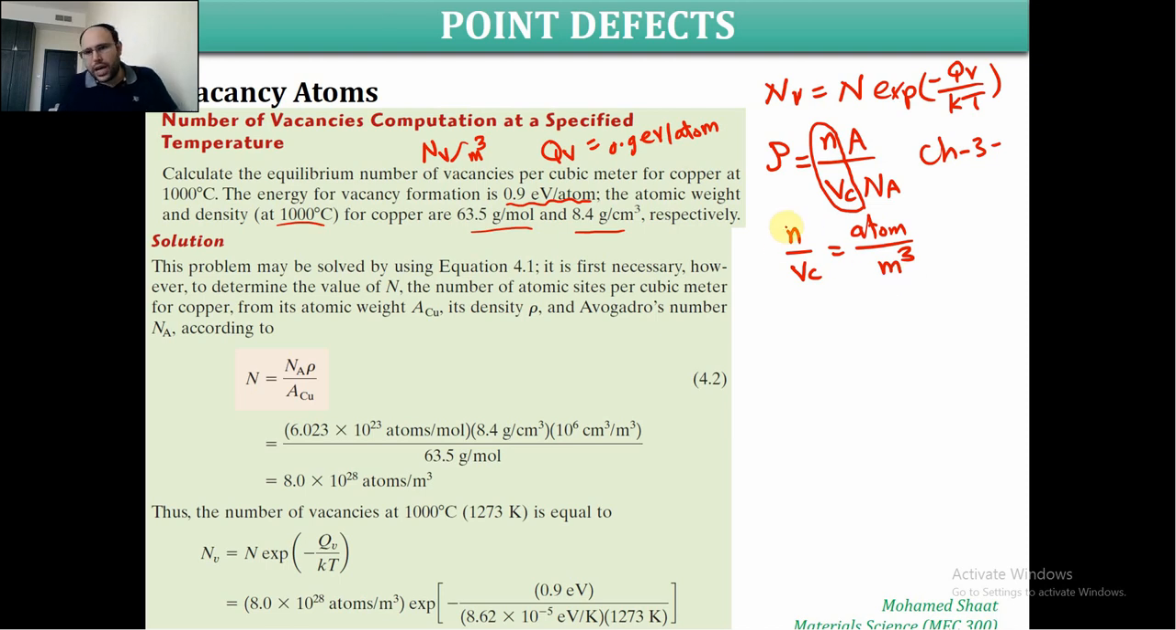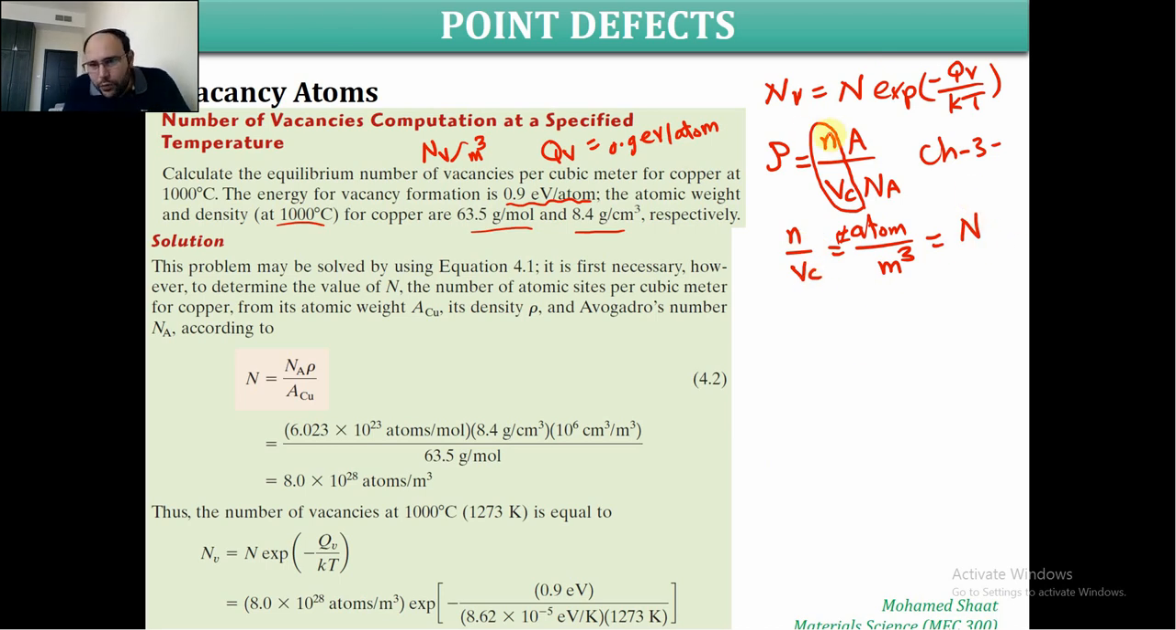So the unit of N over Vc is equivalent to atoms per meter cube, because the volume should be in meter cube, and the N is a count. So it is the number of atoms per unit volume, and this is what we need. This number of atoms per unit volume, in uppercase N, is what we are seeking here.